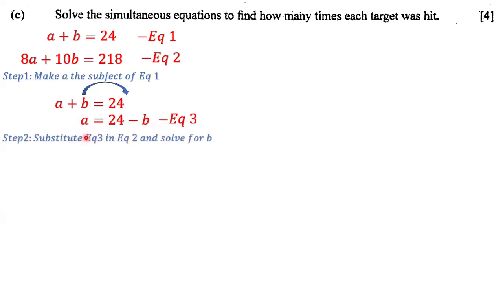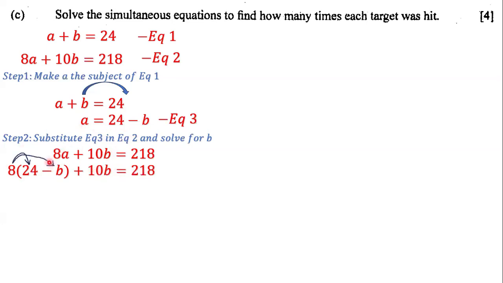Next, we're going to substitute equation 3 into equation 2 and solve for B. So this is equation 2 right here, and we're going to take equation 3 and put it into equation 2. So here we have 8A plus 10B is equal to 218. But what is A? Well, A is equal to 24 minus B, and that's what we're going to put in for A. So we have 8A, which is really 8 multiplied by 24 minus B, because that's what A is according to equation 3, plus 10B is equal to 218.